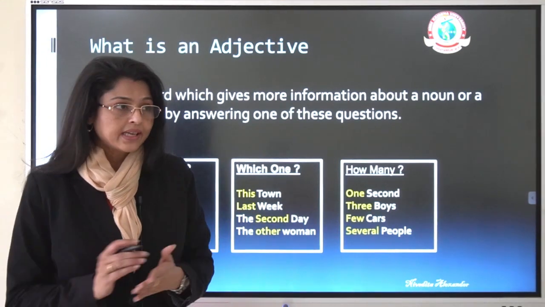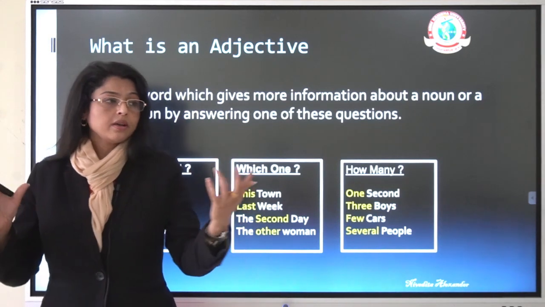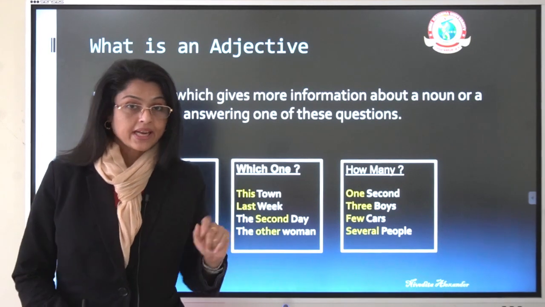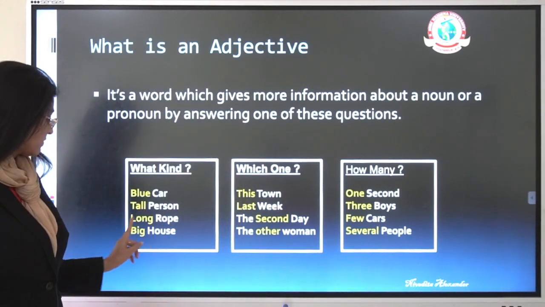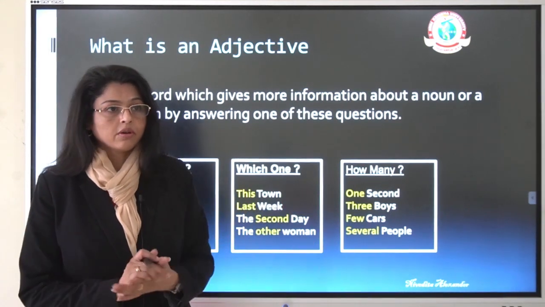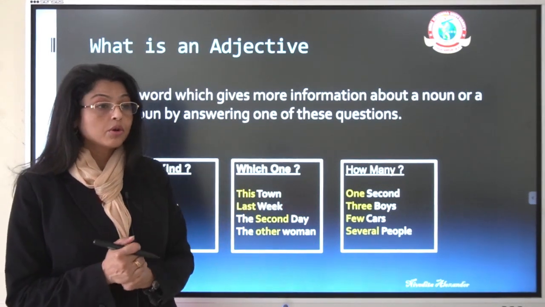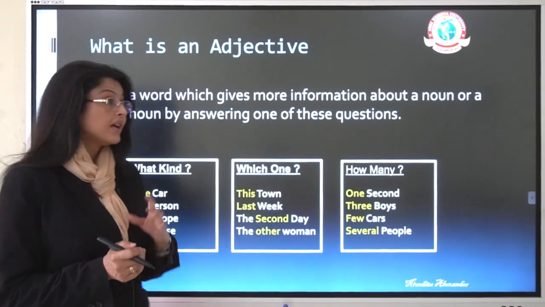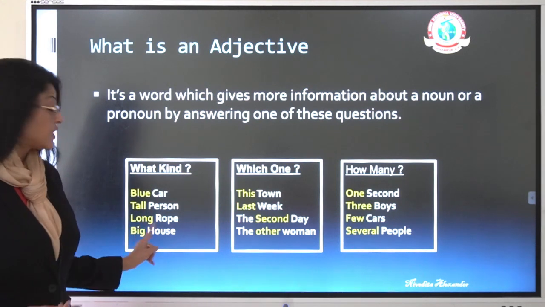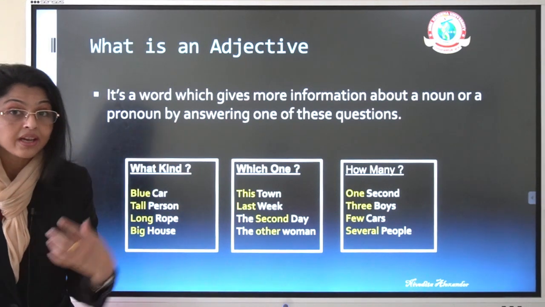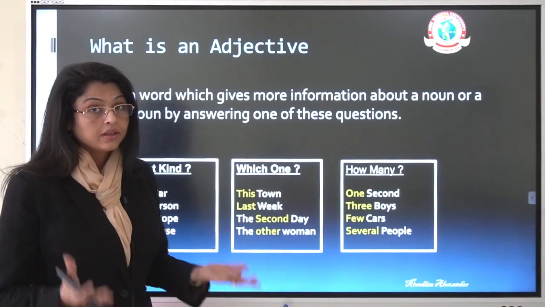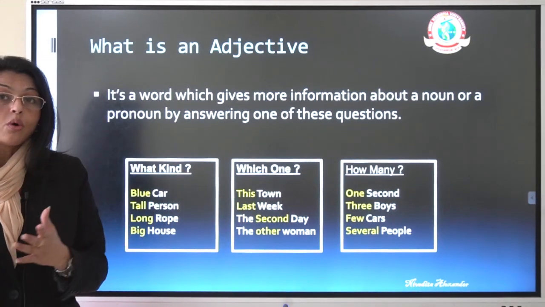Many people are standing there and you want to point out one particular person in a mob, then you will say that tall person. So here tall is an adjective. Or you went to a shop of ropes to buy a rope and you want one particular one, you will say the longer one or that long rope. This word long, which specifies one particular thing in a crowd or in a heap, those kinds of words are called adjectives.